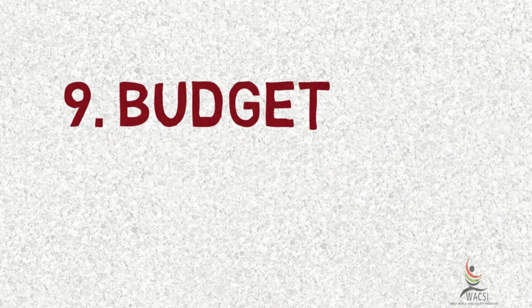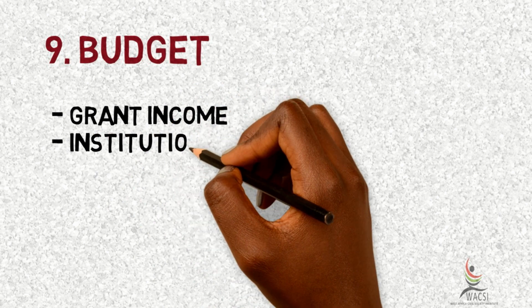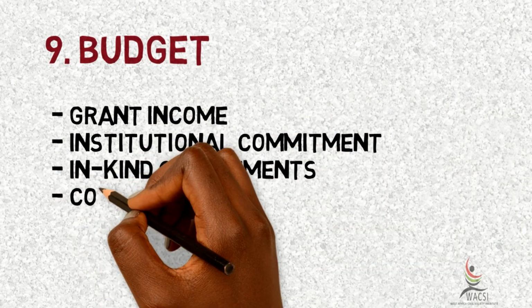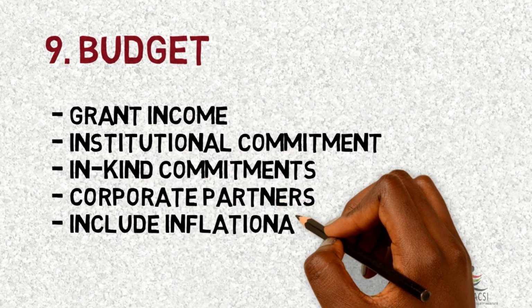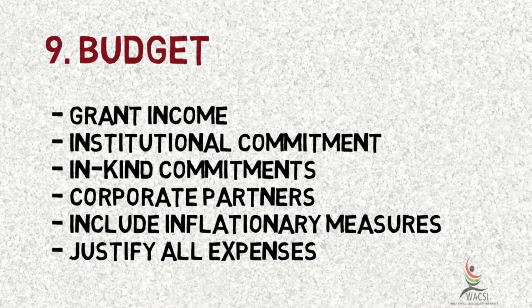Number 9, the budget. And this is a very important aspect of the proposal. What are you budgeting for? What are the various elements you've identified in the activity that you need to budget? Have you budgeted for the income in terms of staff time? Have you also stated your institutional commitment, whether it's in terms of cash or kind? Do you have any other corporate partners that will also be part of this project?